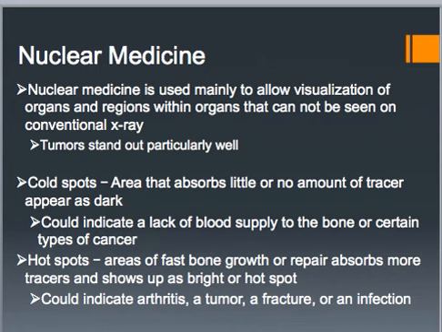So it could indicate lack of blood supply to the bone or certain types of cancer. The hot spots are areas of fast bone growth or repair, and they absorb more of the tracers. So it shows up on the image as bright white or a hot spot. So this could be arthritis, a tumor, a fracture, or an infection. But remember, in some of the images, like I said, they're a little bit inverted. So the hot spots might actually look dark.